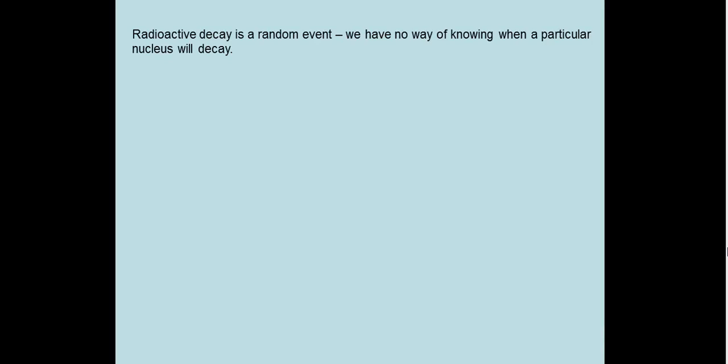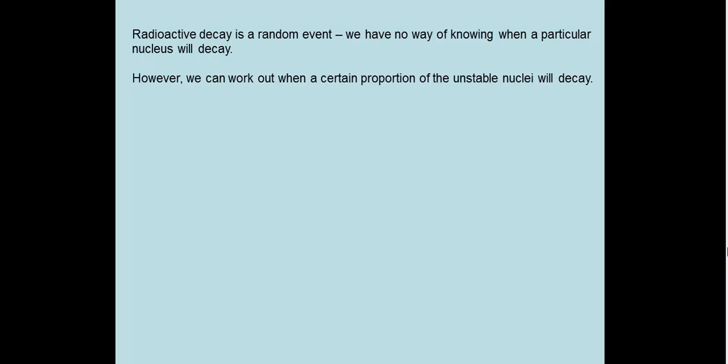Half-life. Radioactive decay is a random event. We've no way of knowing when a particular nucleus will decay. However, we can work out when a certain proportion of the unstable nuclei will decay. We can model this behaviour with dice.